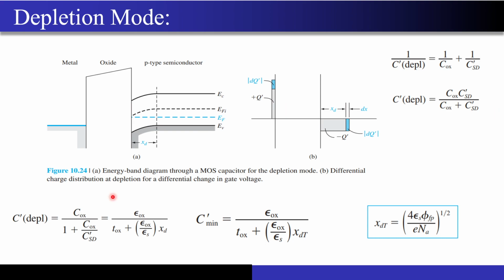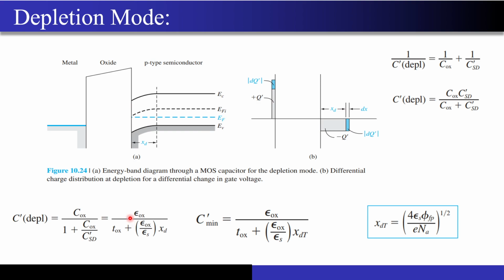Now if you simplify this by dividing the numerator and denominator by CSD, you will be left with this equation over here. And now if I replace Cox by epsilon ox by Tox, similarly I can do the same for CSD. For CSD, epsilon ox is replaced by epsilon Si, because the depletion region has been formed in the silicon, not in the silicon dioxide, right? So that's why you are seeing the epsilon of silicon over here, and the width of the depletion region XD will be the thickness over here. So that's why you got the XD over here.